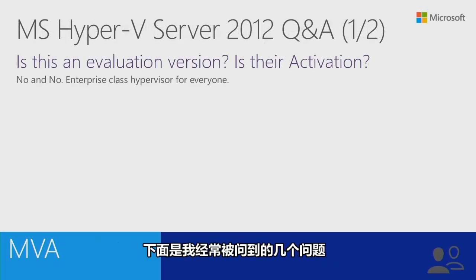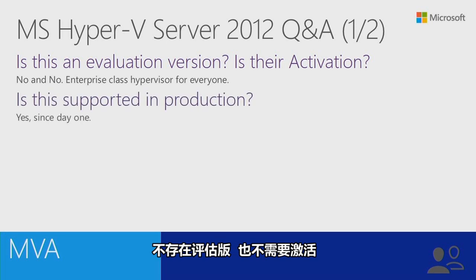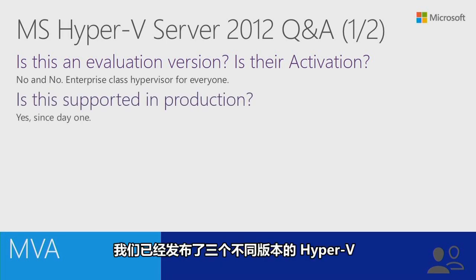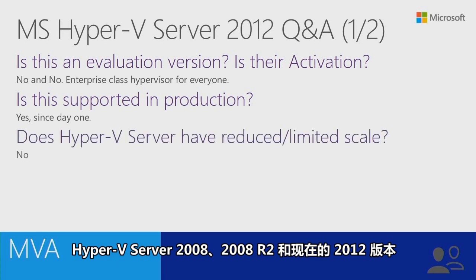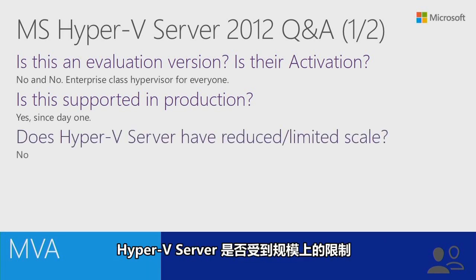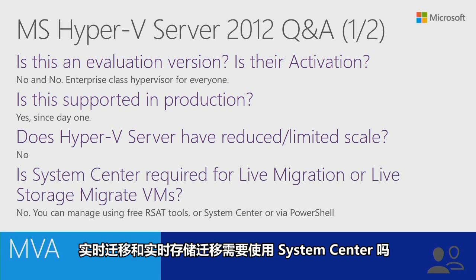A couple questions I get asked commonly. Is this an eval version? Is there activation? No. And no, there is no eval, there is no activation. Is this supported in production? Absolutely, since day one. We've actually released 3 different versions of Hyper-V. We had Hyper-V Server 2008, 2008 R2, and now 2012. Does Hyper-V Server have reduced limited scale? No.